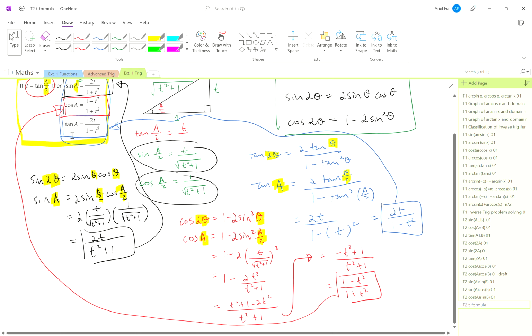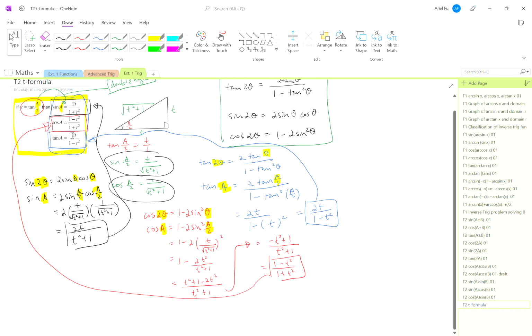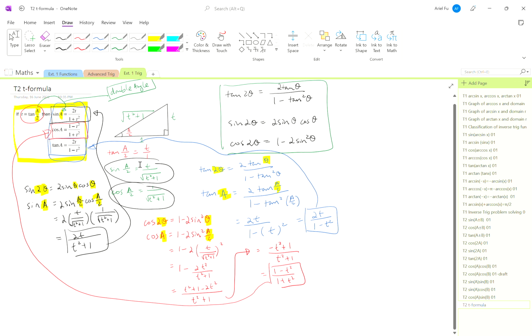So there we have proven this identity is true. We have shown that this is true. So if we let T be tangent of theta on 2, then to find sine theta, cosine theta, tangent theta, we can use this algebraic expression. We'll talk about how to apply this in the next video.